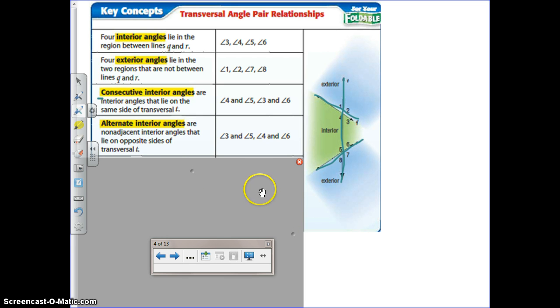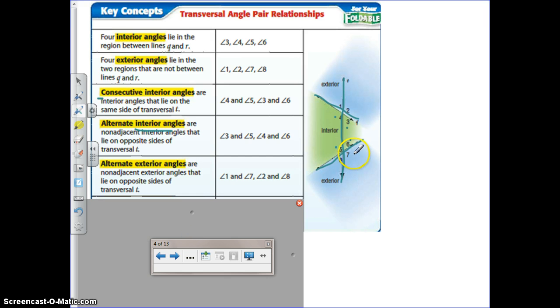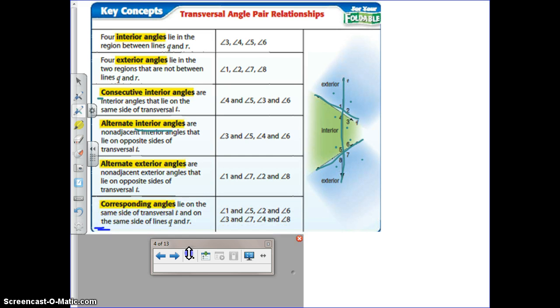Alternate interior angles are interior. They're on the inside of the two lines, and they're on alternate sides of the transversal, so 4 and 6 or 5 and 3. Alternate exterior are on the outside of the two lines and on alternate sides of the transversal, so 2 and 8 or 1 and 7.